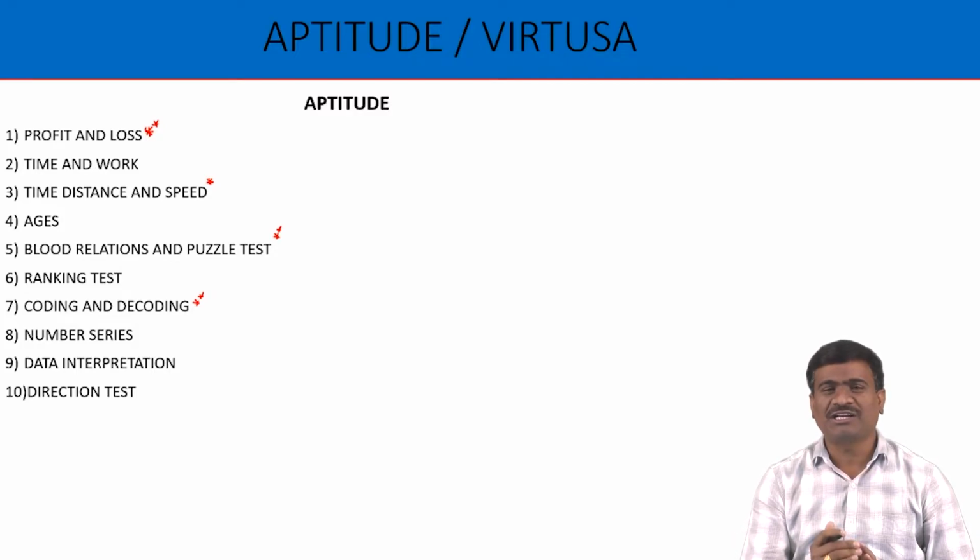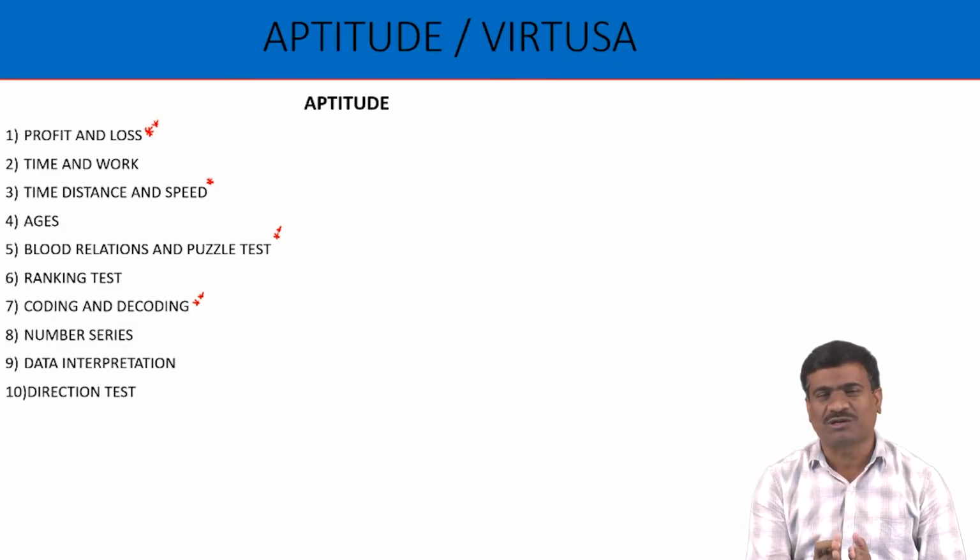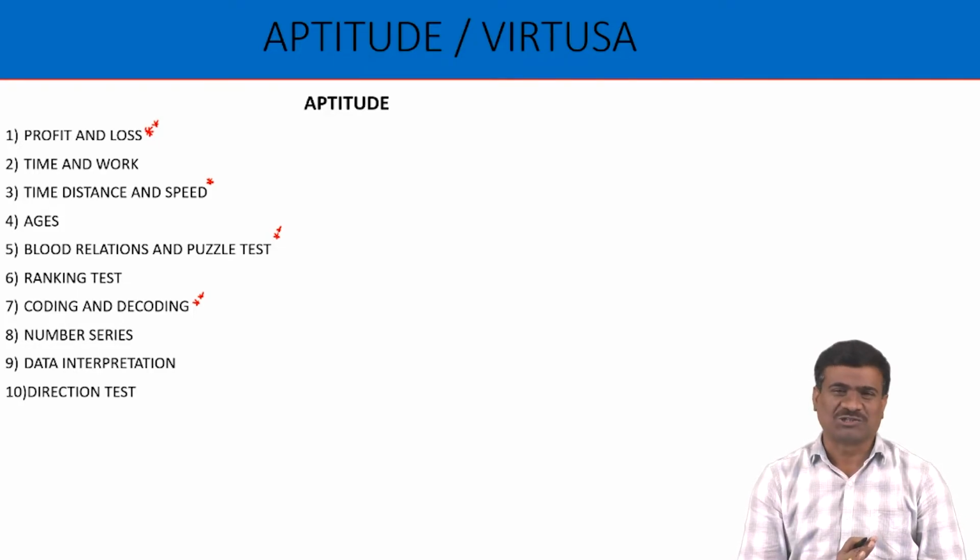Next, the relative speed concept. Calculate only one principle, that is meeting time is equal to distance by relative speed. That one is enough. Next important, the average speed concept. Average speed is equal to total distance by total time. In time, distance and speed, only three topics are important for the Virtusa test pattern. 1 mark belongs to only general application.